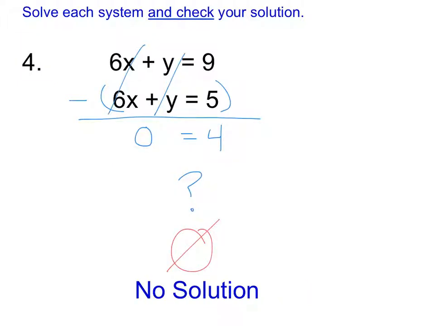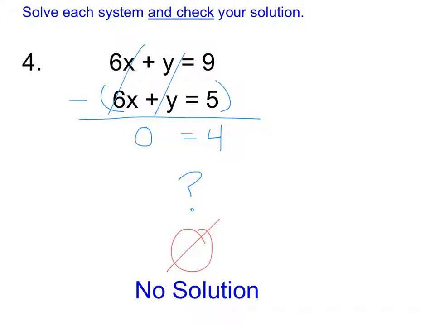And then number 4, hopefully you were able to figure this one out. So when you use subtraction, because we have to use subtraction to get rid of either x or y, the x's and the y's all cancel. So that's going to leave you with just nothing on the left, so it's 0. And then 9 minus 5 is 4. So we're left with 0 equals 4, and that's definitely not true, so this would be no solution.